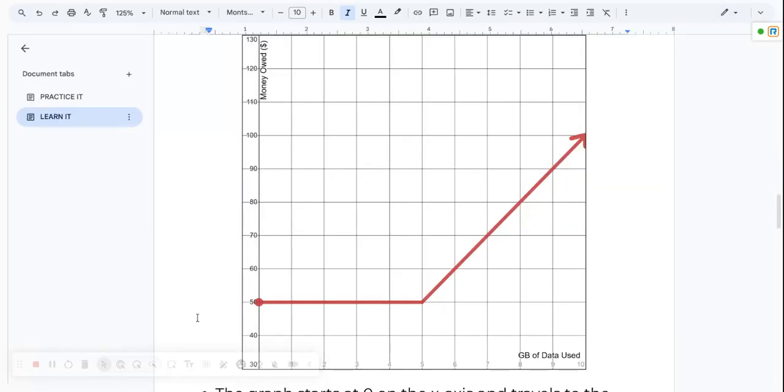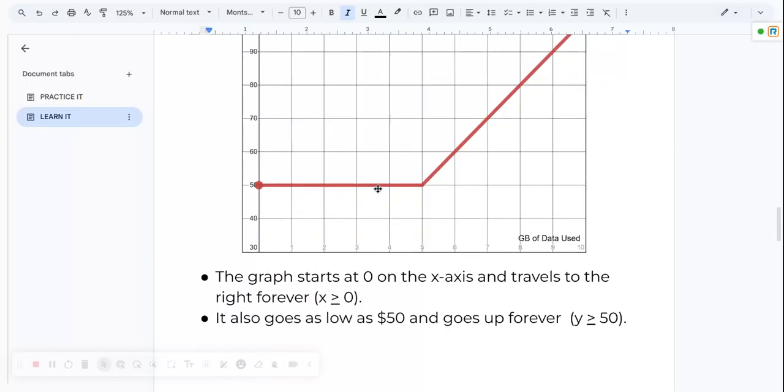We can see this same information on the graph. The input or domain starts at 0, includes 0, and continues on towards infinity. The range starts at 50 and also continues upwards towards infinity.